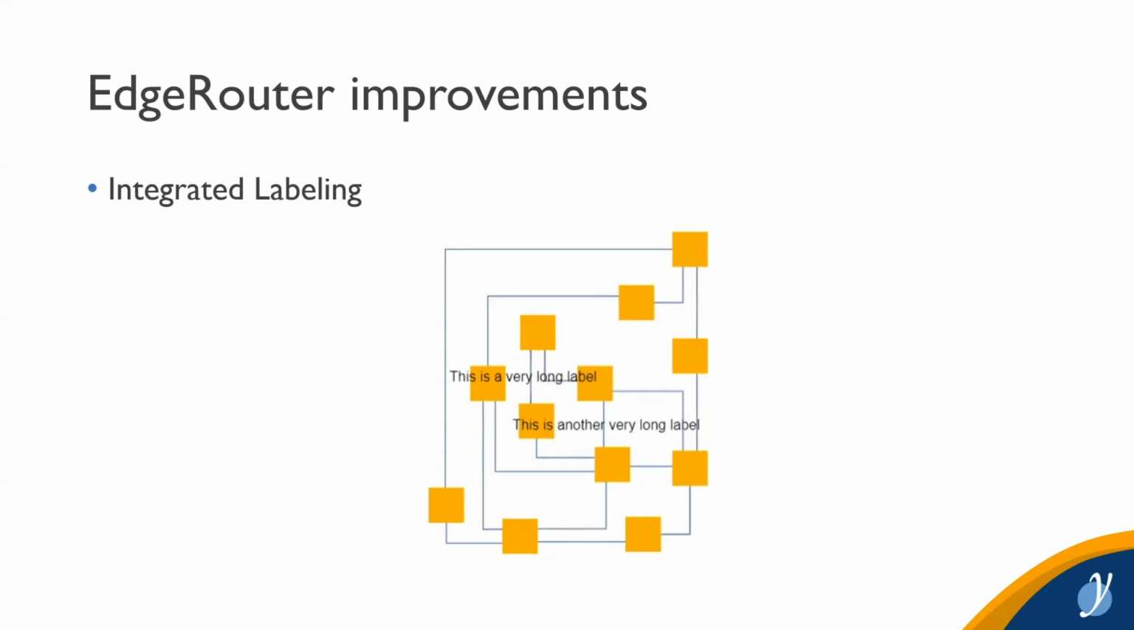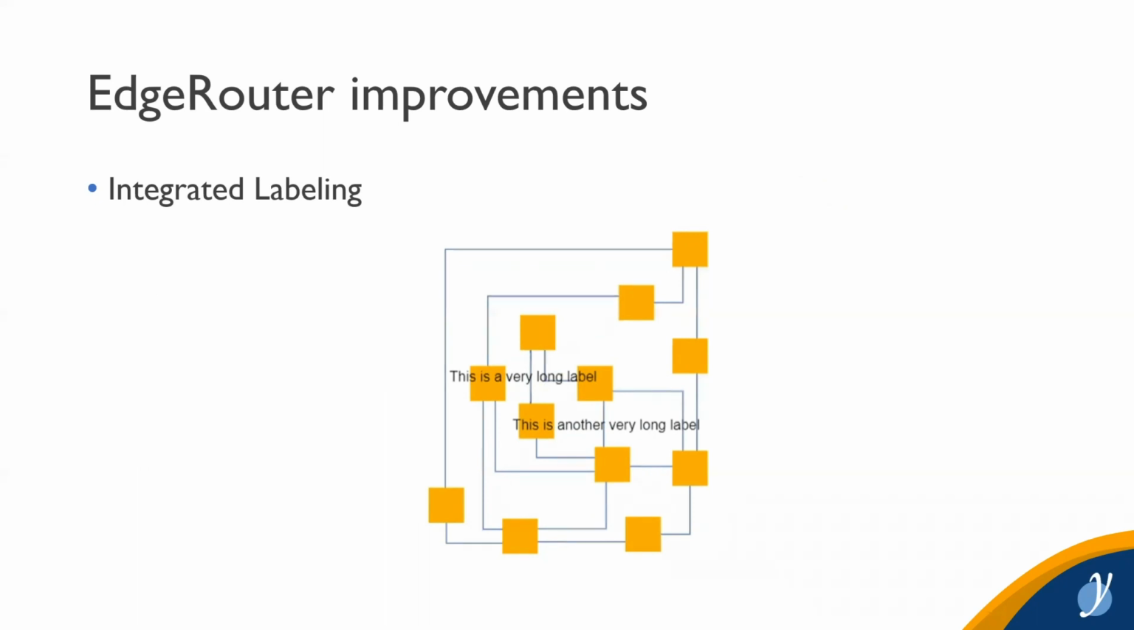Next improvement is part of the edge router. So besides the layout algorithms that also change the positions of the nodes, there are situations where the node locations are fixed and they should be changed. And for this, the edge router can be used, which only reroutes the edges, changes the bends and the port locations. So there are two major improvements in this release.